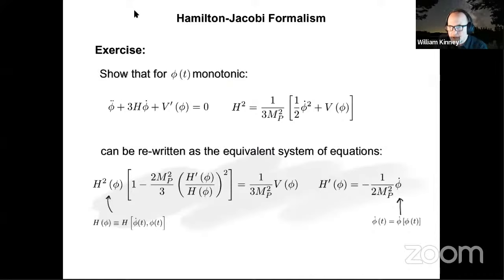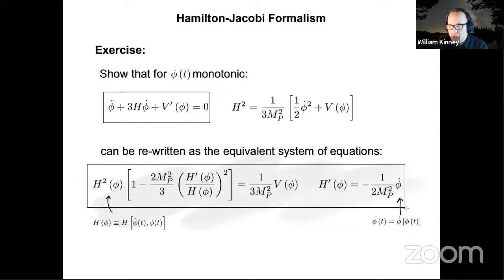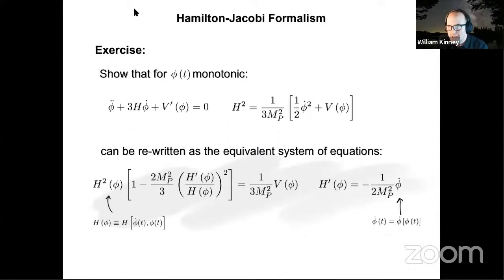So the exercise for the student is to take this second order differential equation and show that it can be busted up into two first order differential equations on the condition that the field itself is monotonic in time. That is, that we can always write the field velocity as a function of the field itself, right? So as long as the field is monotonic, we can write the Hubble parameter as a function of the field. We can write the kinetic term also as a function of the field.